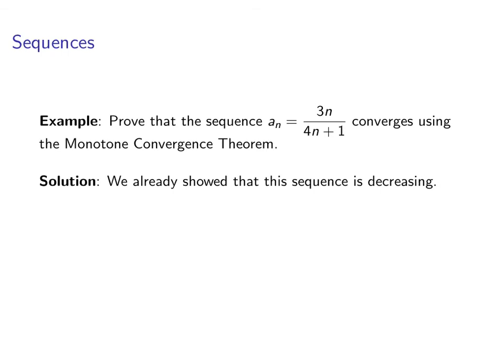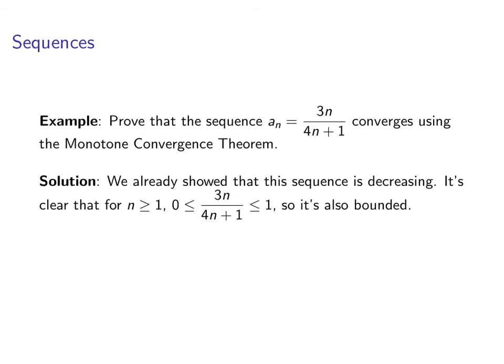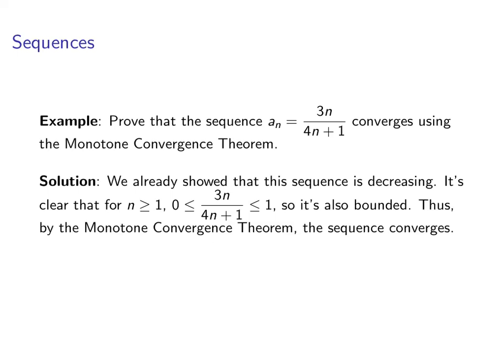Now we actually already showed that this sequence is decreasing. And it's also clear that as long as n is bigger than or equal to 1, which is all we care about, that this sequence is bounded below by 0 and bounded above by 1. So it is a bounded sequence. So it's decreasing, so that means it's monotone, and it's bounded. And so by the monotone convergence theorem, that sequence converges.